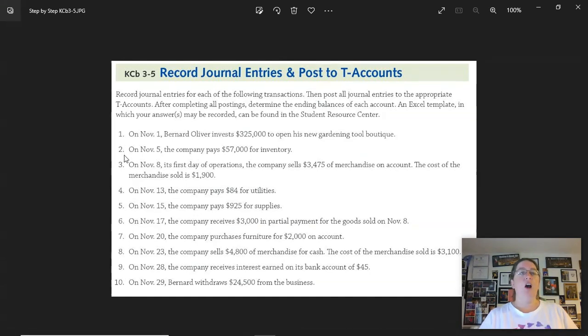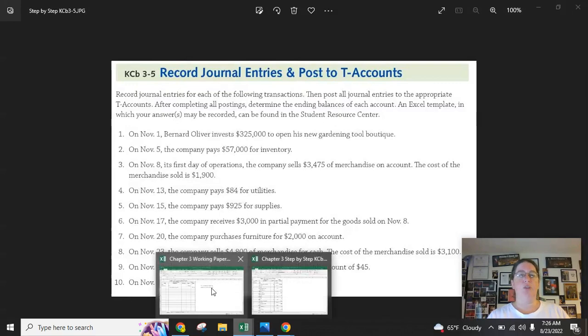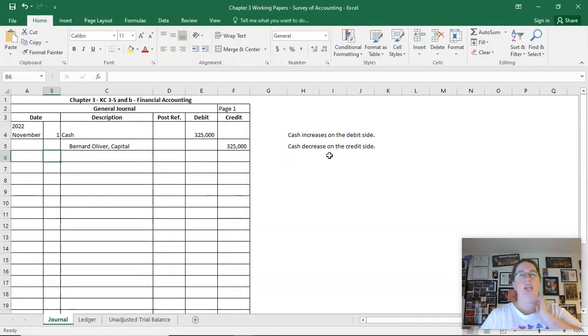Okay. Our second transaction on November 5th, the company pays $57,000 for inventory. Okay, so we paid cash for inventory. So if we go back to our journal entry, we know that we paid cash, so cash is decreasing. So we're going to end up crediting cash. Okay. We are paying cash for inventory. So we're going to debit the inventory account for the $57,000. And again, we said we're going to credit cash for the $57,000 because we're removing cash from our account. We're decreasing cash. Okay, we're paying cash.